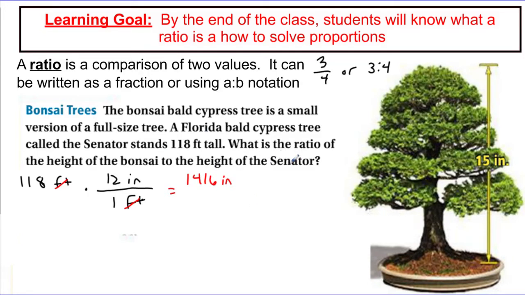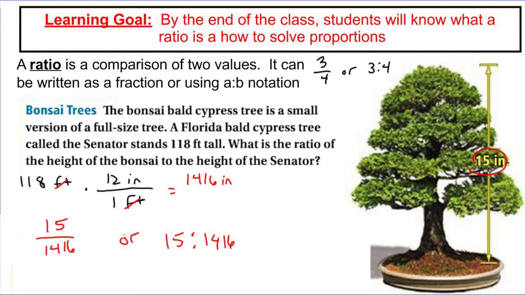Then I can compare that to the bonsai tree, which we know is 15 inches. They ask us specifically to start with the bonsai tree and compare that to the senator tree. So I could do that in two forms. I could say that it is 15 over 1416, which would be the fraction version of writing our ratio, or I could write it just as 15 to 1416. We might be able to do some reducing, but what we really care about is that this is how we're setting up our comparison of the small tree, the bonsai tree, with the large tree, which is our senator tree, in the order that they asked us to do it.